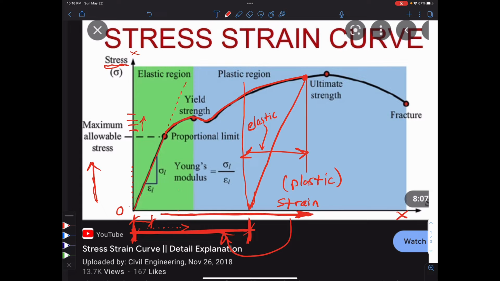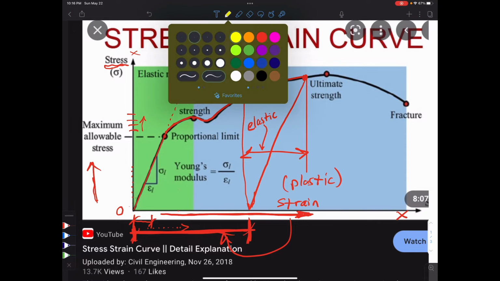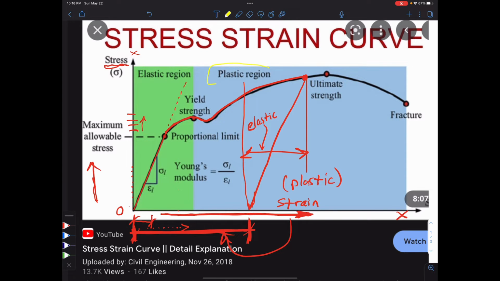And then we covered the plastic range. So our handy dandy graph is actually labeling the plastic region, right? All the blue stuff is considered plastic region, okay? And the elastic region is our green region right here.